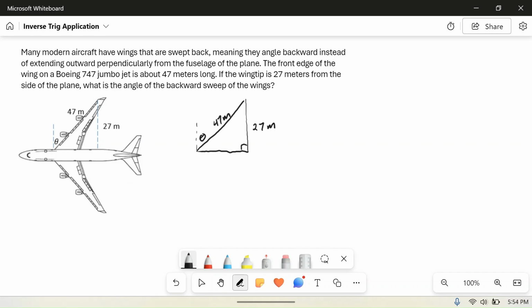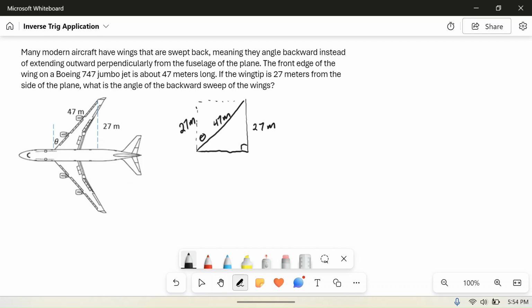We could find the angle that is next to theta, and theta and that angle would be complementary, so they'd add up to 90 degrees. Or we could take that perpendicular side and use them to complete a rectangle. We don't know the length of the top of this rectangle, but that length on top has to be parallel to the body of the plane. And so the other side of this rectangle also has to be 27 meters.